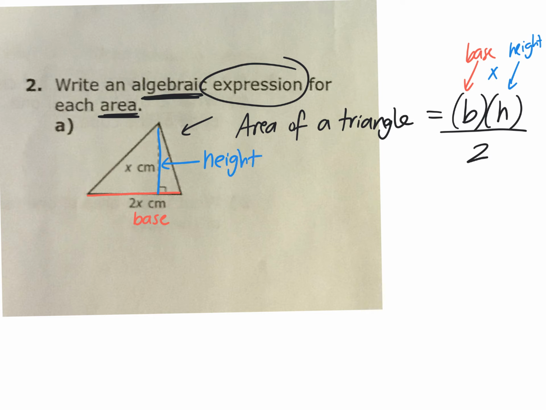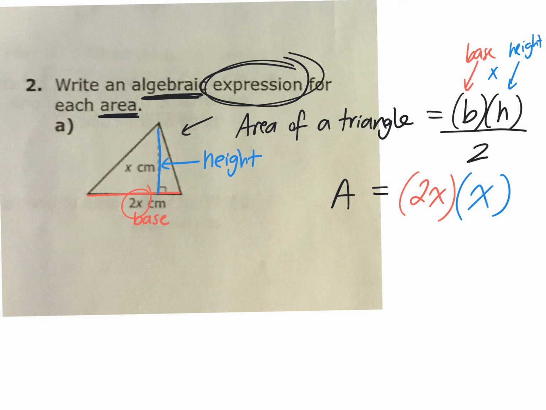So, again, we cannot solve this. We're just writing an expression. Area would be equal to, what is the base? 2x. Excellent. So I'm going to write 2x, and then we're going to put it in brackets, okay? Because if you put times, it looks like an x. So just put it in brackets. Base multiplied by, what is the height? x. Divided by 2. That's it.